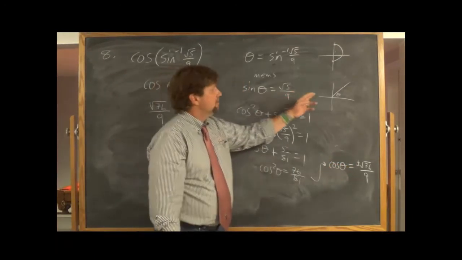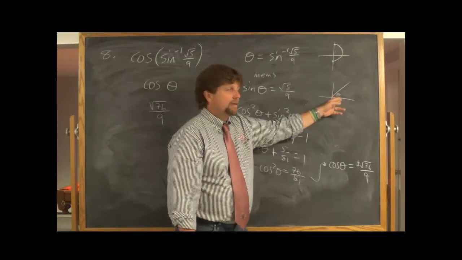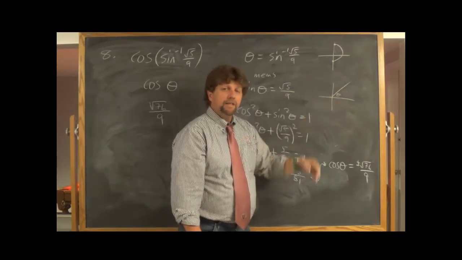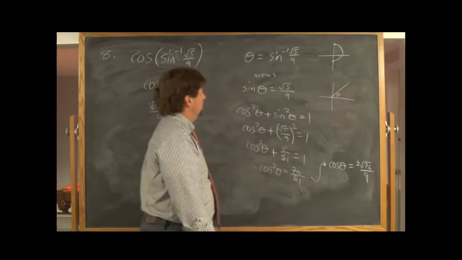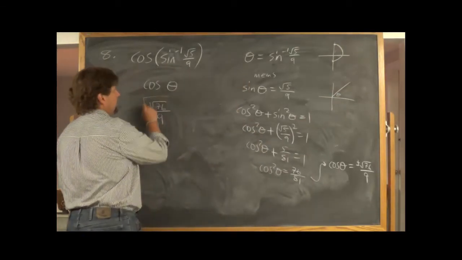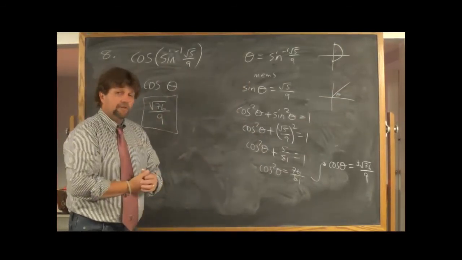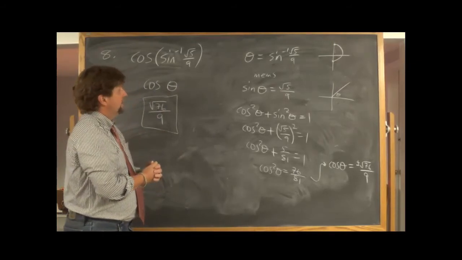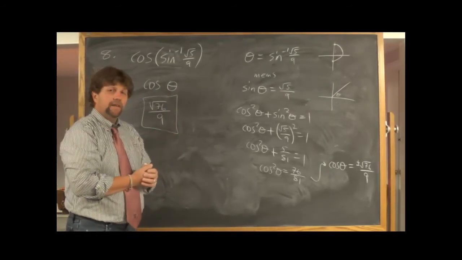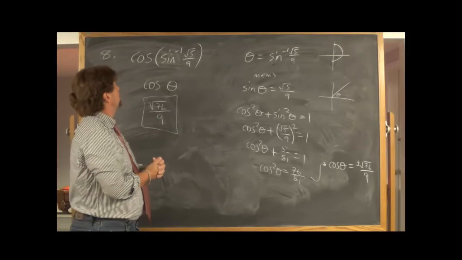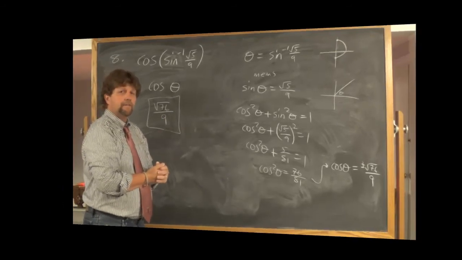Because this equation told me theta is in quadrant 1. And I know cosine's positive in quadrant 1. So that's how I come up with the exact value of cosine theta. And hopefully you got the same thing. That's it for number 8.